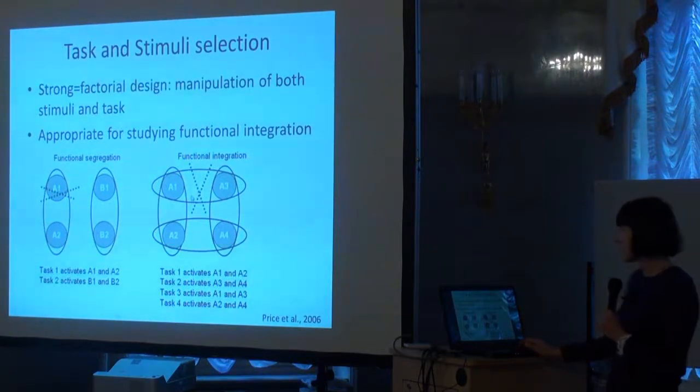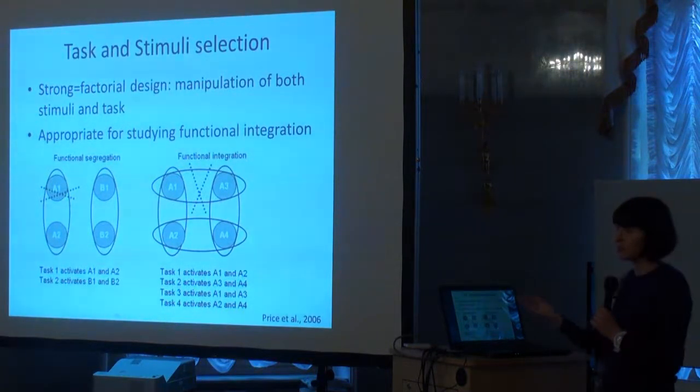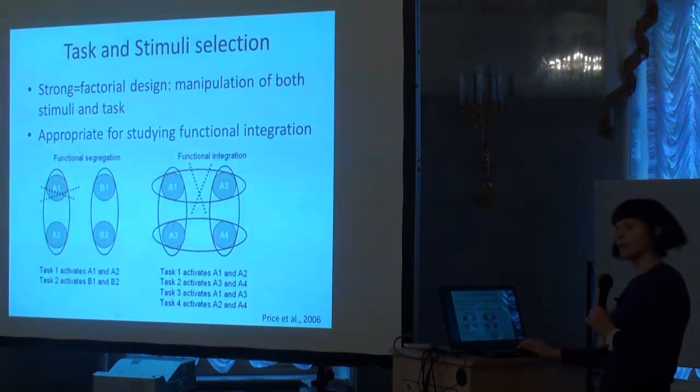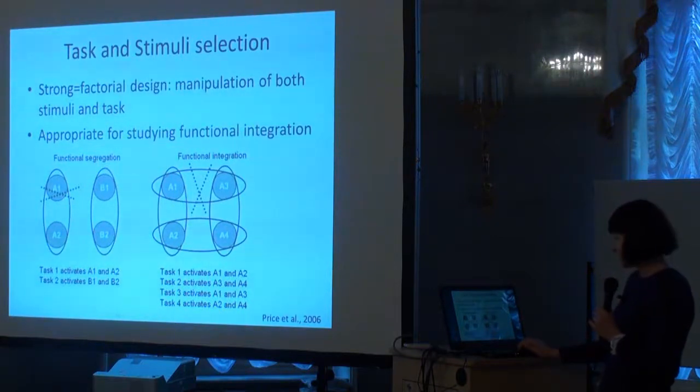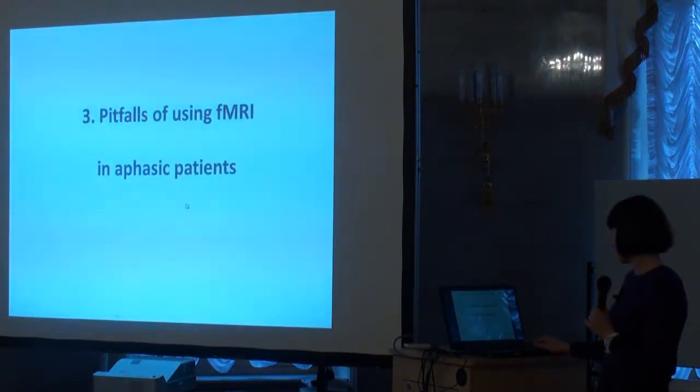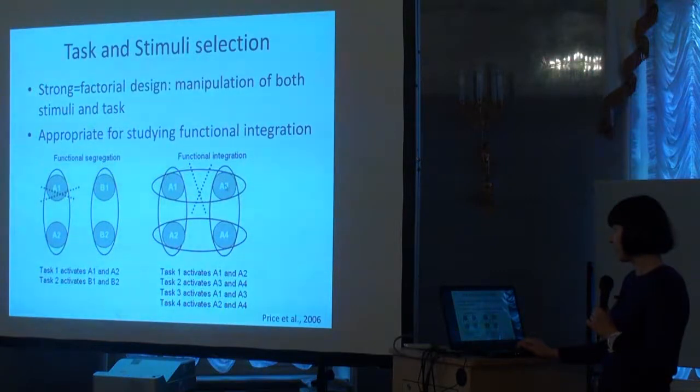But what is more interesting, and what basically occurs in the brain, because it's a complex system, is functional integration. So we have 4 tasks now. This is our task 1 with 2 parts participating. This is task 2 with 2 different parts participating. But then there is task 3, which involves A1 and A3, and task 4, which involves A2 and A4, because different parts of the brain, of course, combine to perform different functions, and this is the reality.